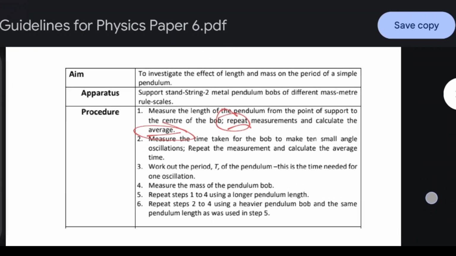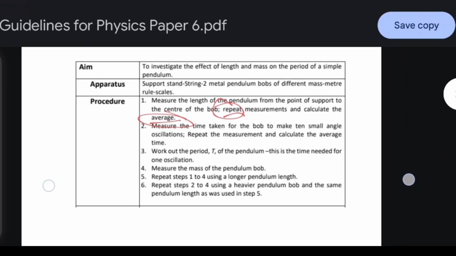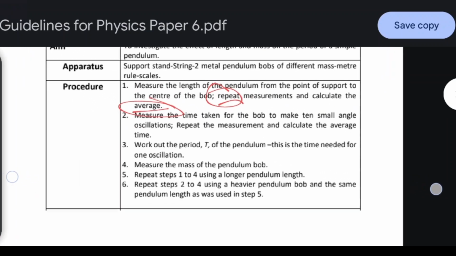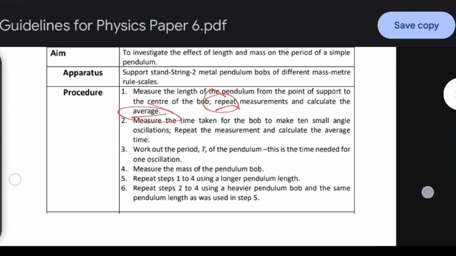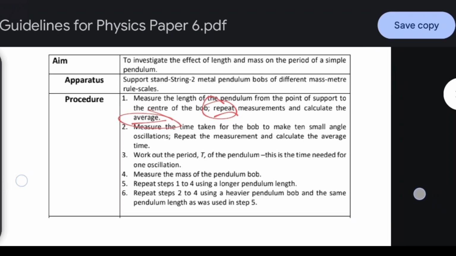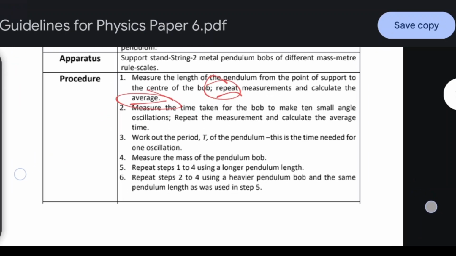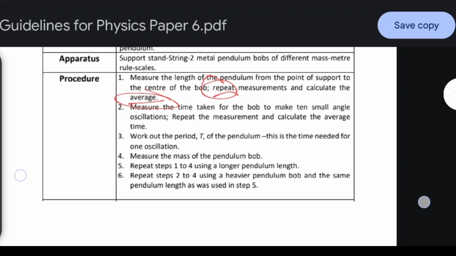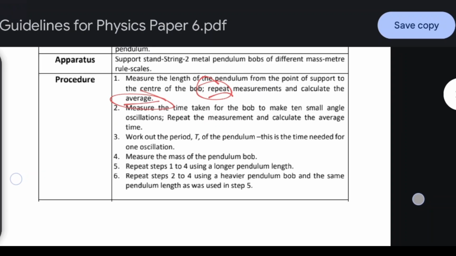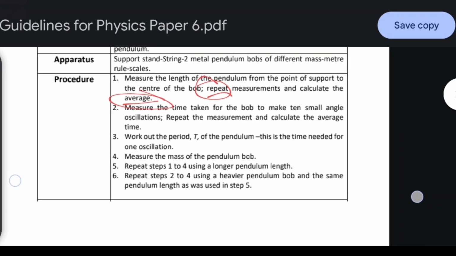If you say this, and anyone plotting the graph, you must know where to plot the graph. We have already discussed all that before in our previous video. Measure the time taken for the bob to make 10 small angle oscillations. So you count 10 oscillations. Again, repeat the measurement and calculate the average. Work out the period T of the pendulum, which is the time for one oscillation.